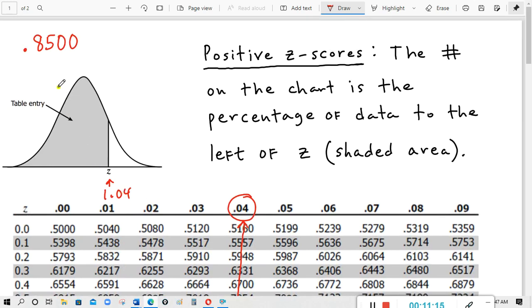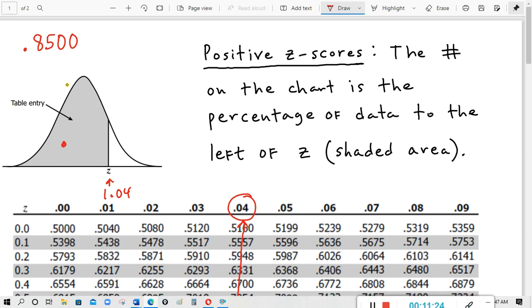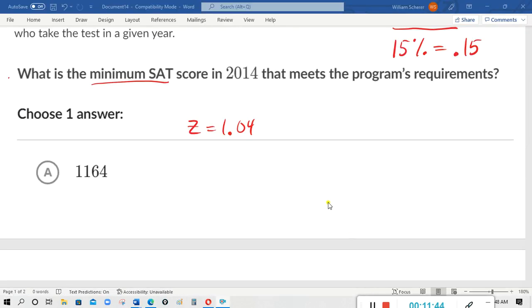And that makes sense because the chart gives you the area to the left. So we looked at 0.85. This area in the shaded portion is 0.85, and this area right here is 0.15. They wanted the minimum value of the top 15%, so the minimum one is right here on this line. So z equals 1.04.